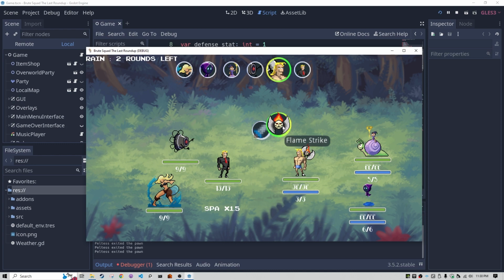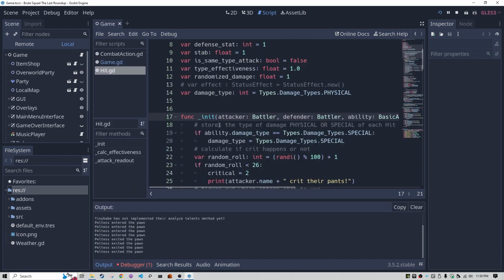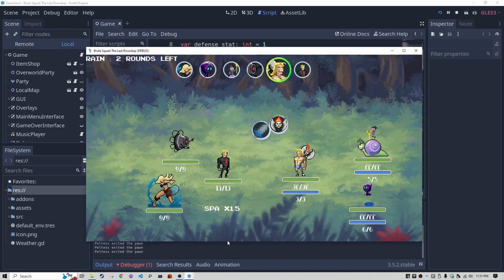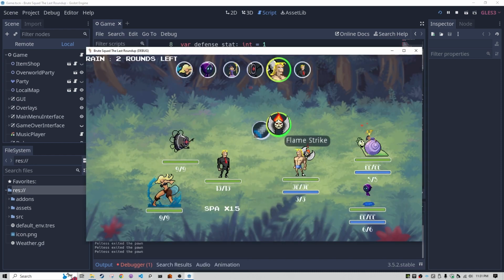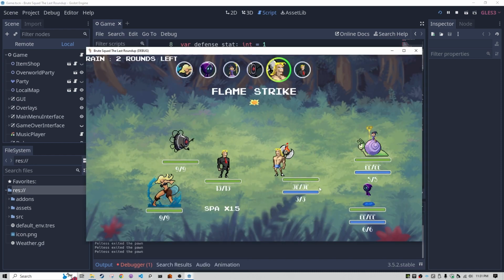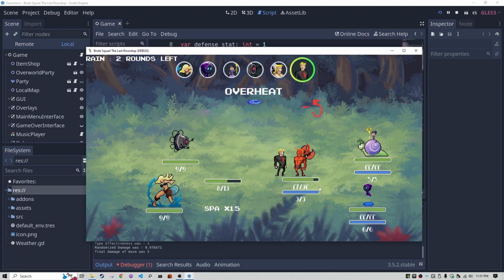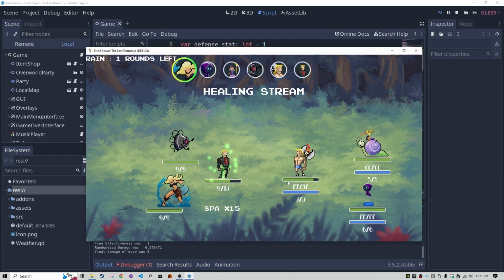And then I'm going to use Flame Strike. So when I use this Flame Strike, somewhere behind the scenes, we're passing 3 parameters to our init function. The attacker is going to be our barbarian. The defender is going to be this person here. And the ability is going to be Flame Strike, right? And boom, we get our damage calculation. Turns out we did 5. Okay? So that is how that works.